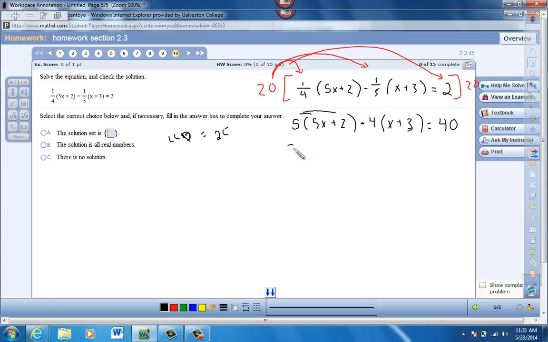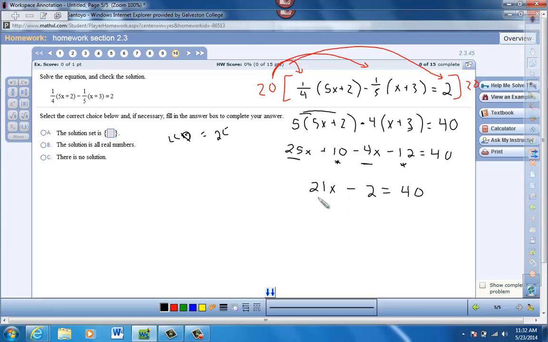5 times 5x is 25x. 5 times positive 2 is a positive 10. Negative 4 times x is negative 4x. Negative 4 times 3 is a negative 12. Combine like terms. 25x minus 4x is 21x. A positive 10 minus 12 is negative 2.